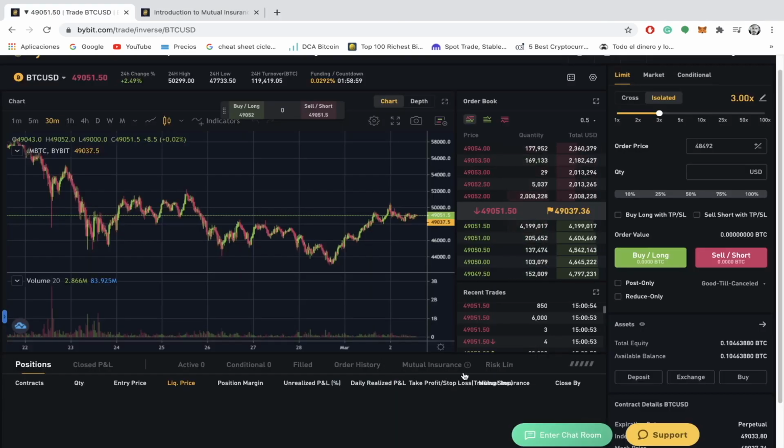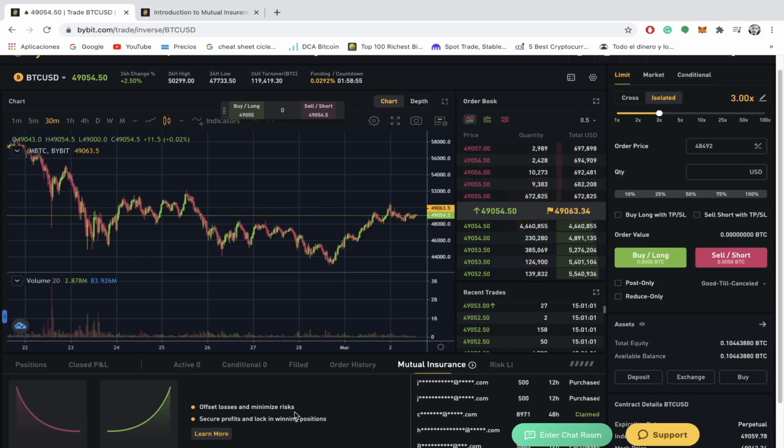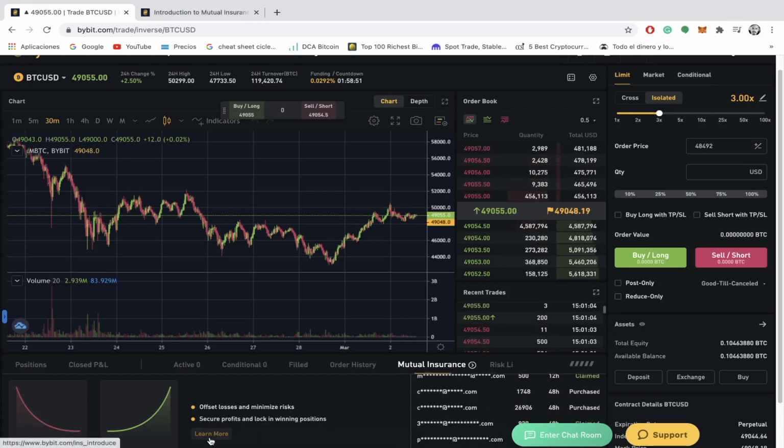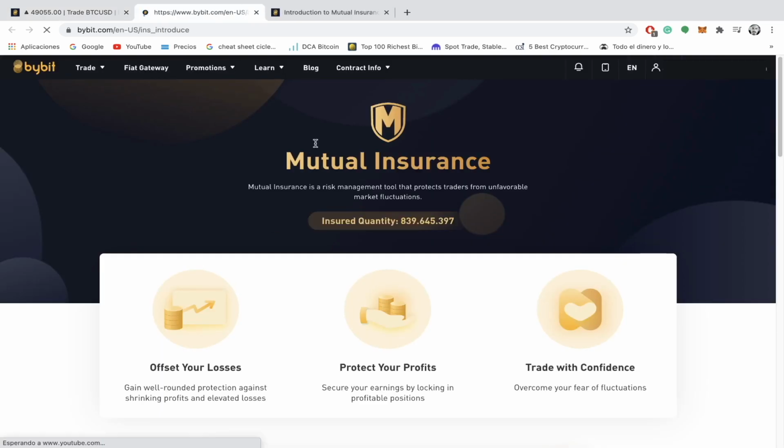Another feature that I wanted to talk about is mutual insurance. Offset losses and minimize risks and secure profits and lock in winning positions. If you click here on learn more, this will take you to the mutual insurance page. Offset your losses, gain well-rounded protection against shrinking profits and elevated losses. Protect your profits, secure your earning by locking in profitable positions, and trade with confidence. Overcome your fear of fluctuation.